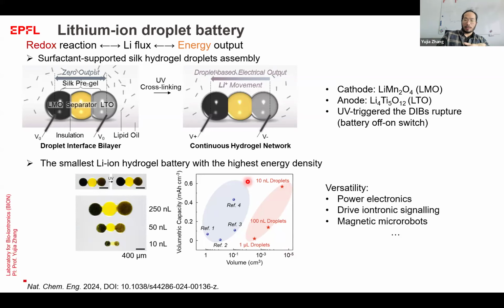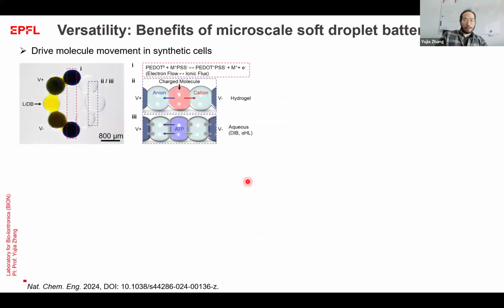And because of the structure and the small size of those droplet batteries, we can do a lot of different applications. So the first case we did is to connect the lithium droplet battery with synthetic cells.